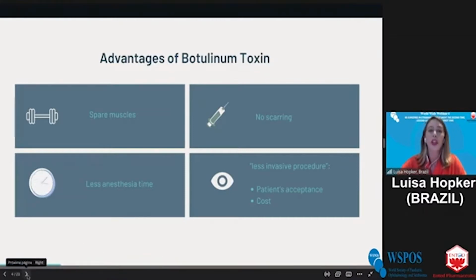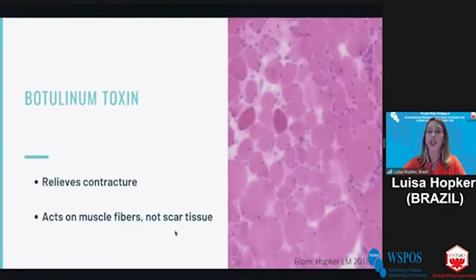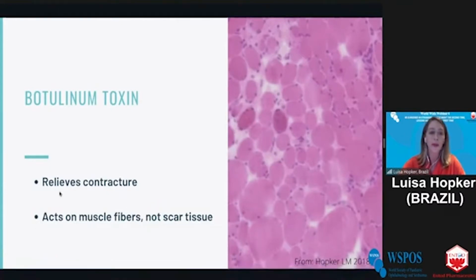With botulinum toxin, we do have to remember that it relieves contracture. That is something that is not achievable with surgery. And it acts on muscle fibers, but not on scar tissues. So we do have some limitations whenever we are talking about reoperations.